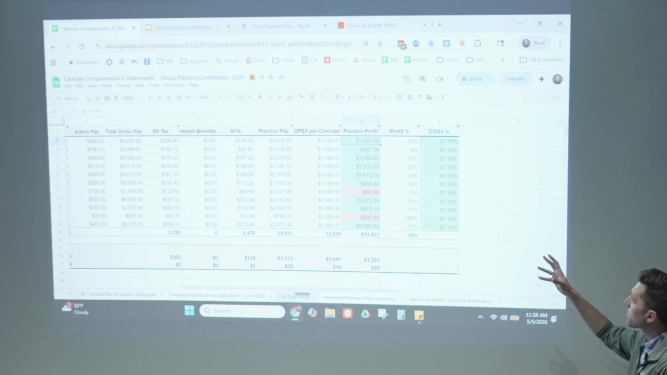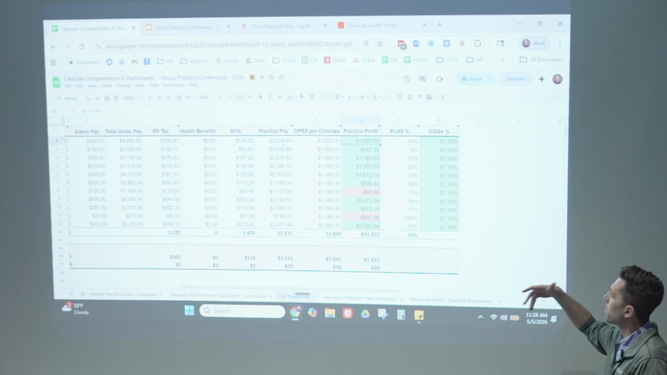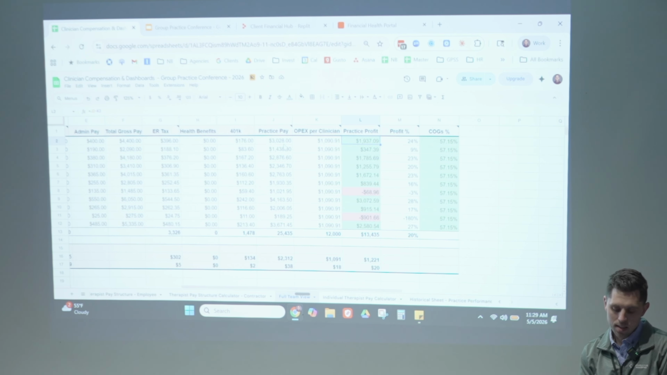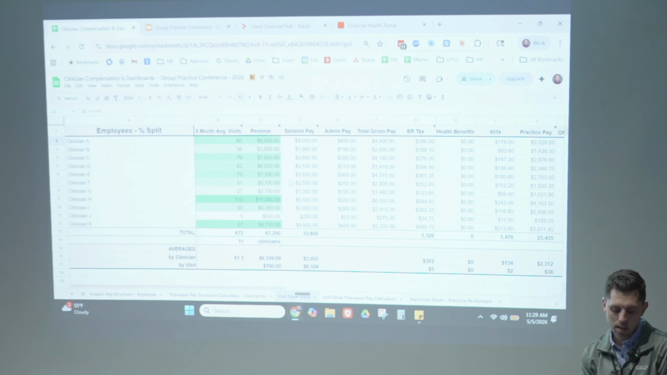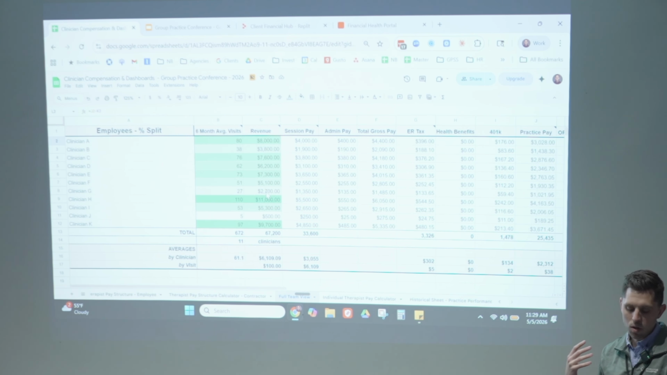So if we look at this, we can see we have kind of a mix, right? A good amount of people around 20 or so, some people really negative. If you're going to have somebody who's really part-time, they're probably going to look negative on here, and that's okay. But this is where you can start to figure out, all right, clinician A versus clinician B, what pay structure makes sense? Who's good for the practice?